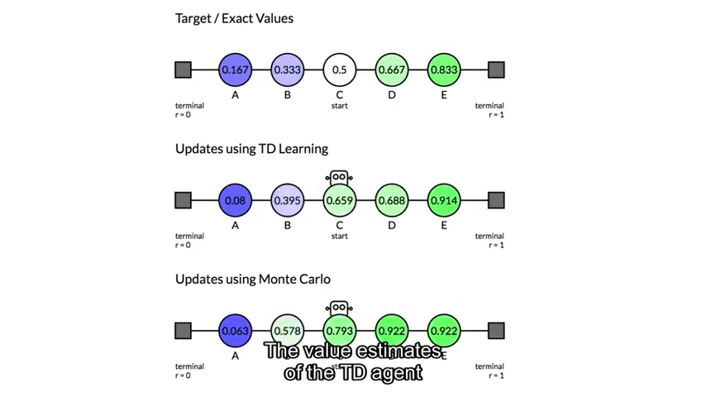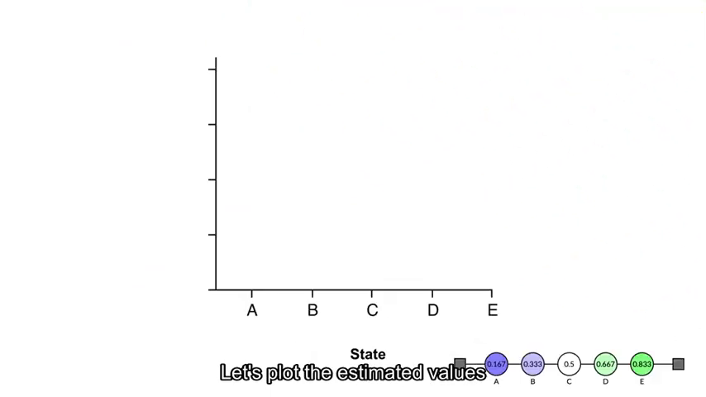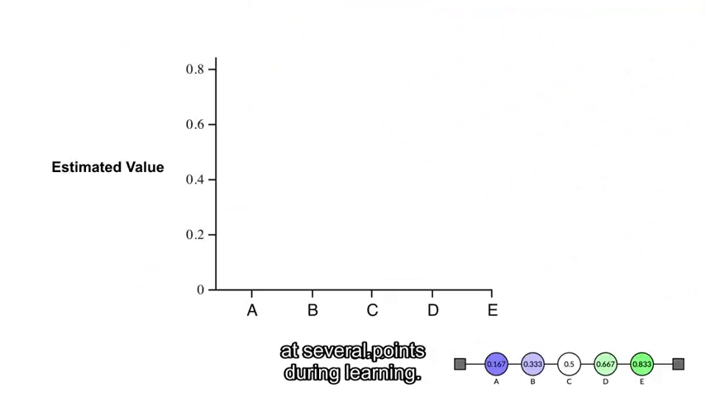The value estimates of the TD agent seem to be moving towards the true values. This is taking too long. Let's jump ahead and evaluate the asymptotic performance. Let's plot the estimated values at several points during learning.